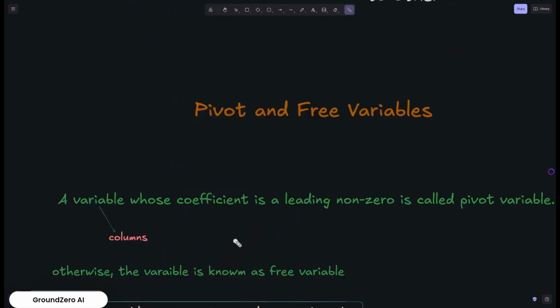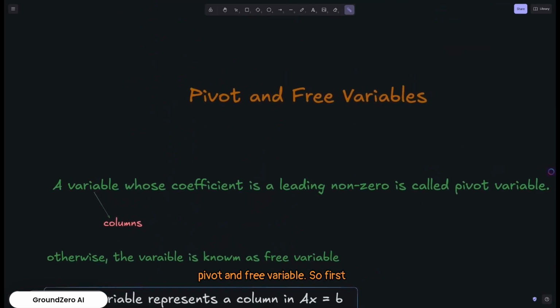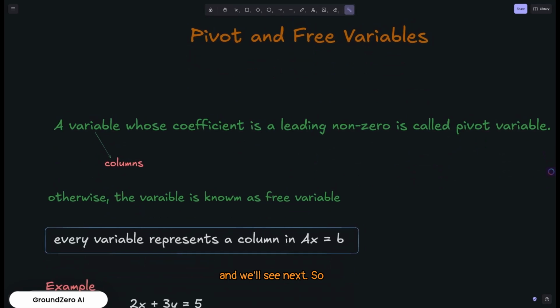Next, we're gonna see pivot and free variable. So first, understand what exactly is a pivot, and we'll see next. A pivot is the first non-zero number from the left in each row once you have echelon form. So the first condition is you should have echelon form, and it is the first non-zero number from the left in each row. So it marks the columns with essential or kind of efficient information.